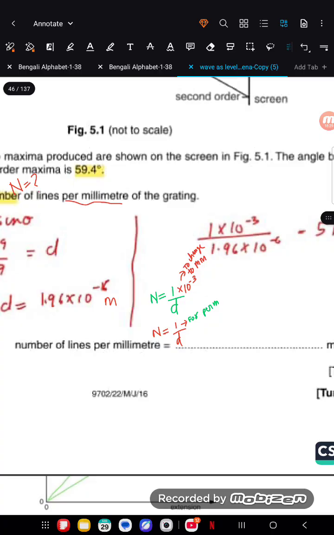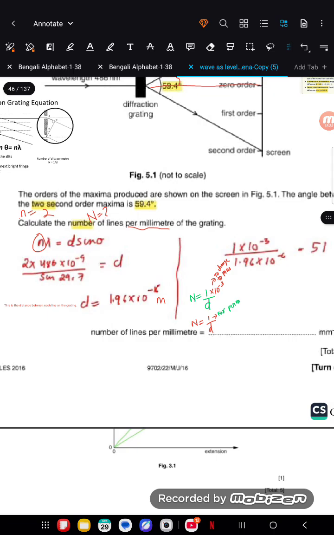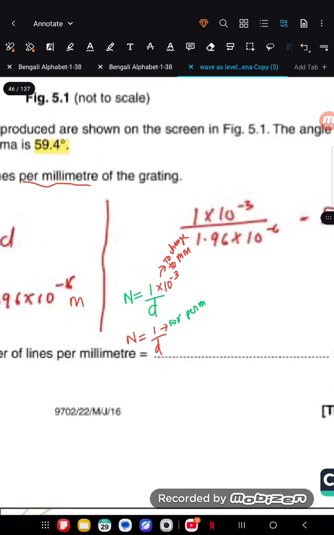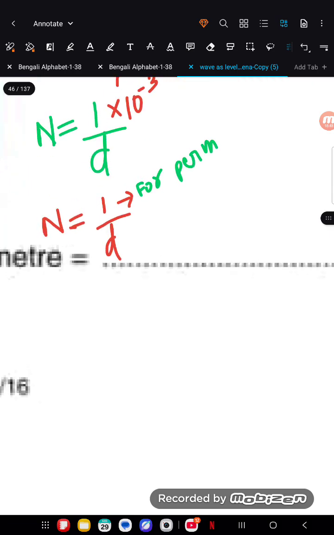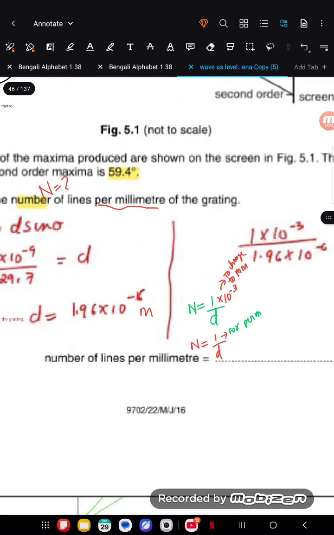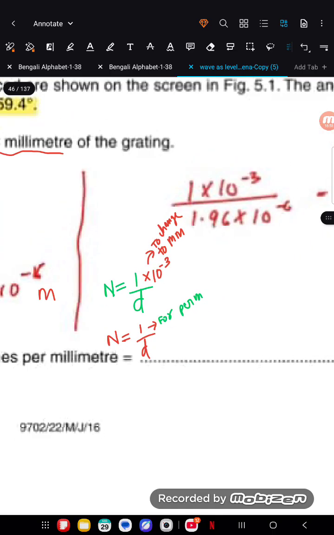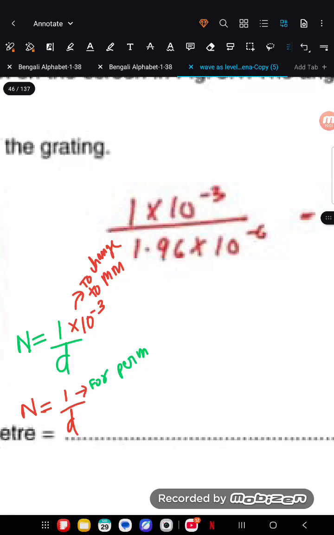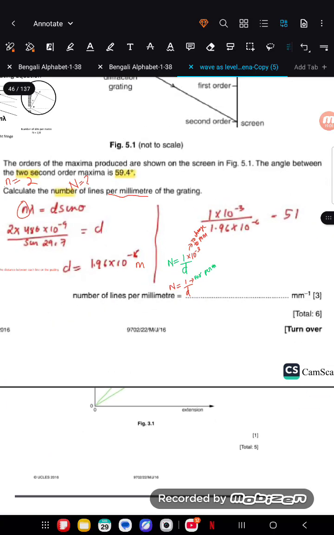Again I am repeating, here they are saying number of lines per millimeter. So if they say millimeter, you will just multiply with 10 raised to minus 3. If they are saying meter, you don't have to multiply with anything. It will be 1 by d. If they are saying to change into millimeter, you will multiply with 10 raised to minus 3. In the answer, in the numerator you will write 10 raised to minus 3 and d you will write down just as it is.